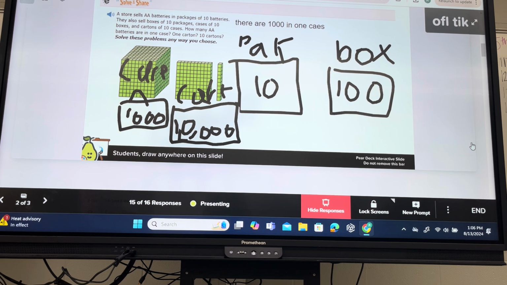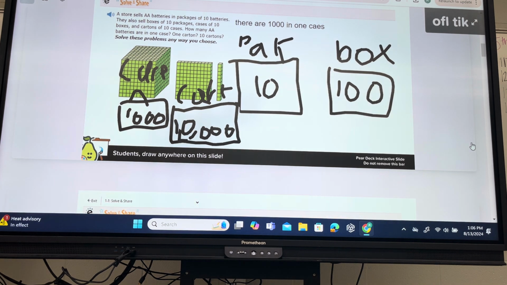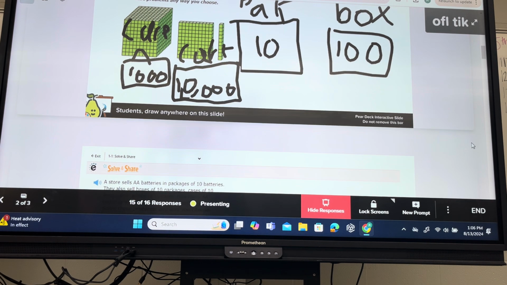The question said 10 cartons. So what would be 10 cartons? 100,000. Good.